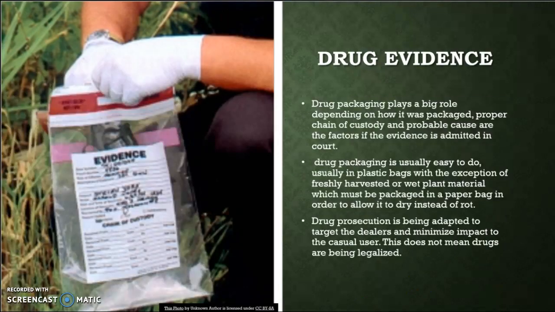So for drug evidence, the packaging plays a big role. Depending on how it was packaged, proper chain of custody, and a probable cause are the factors that will cause the evidence to be admitted in court or not. For drug packaging, it is usually easy to do. The most common method is plastic bags, with the exception of freshly harvested or wet plant material, which must be packaged in a paper bag, which, as we've seen in the previous weeks, is to avoid the rotting or the development of moisture in order to preserve the evidence.